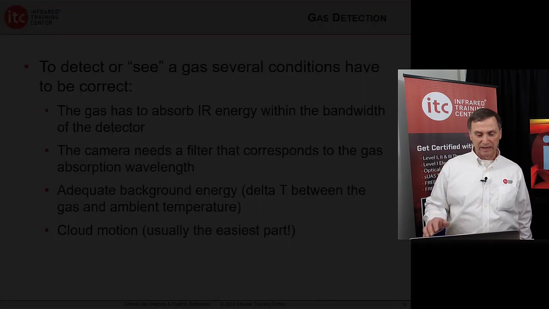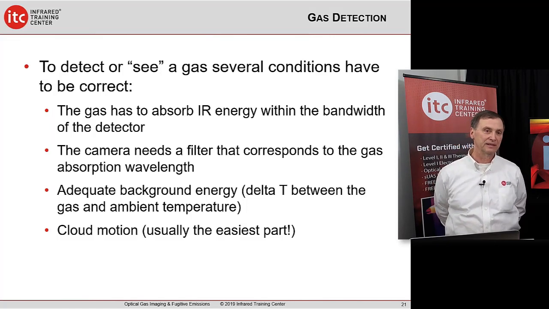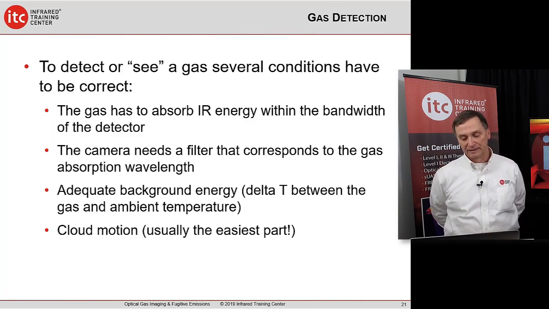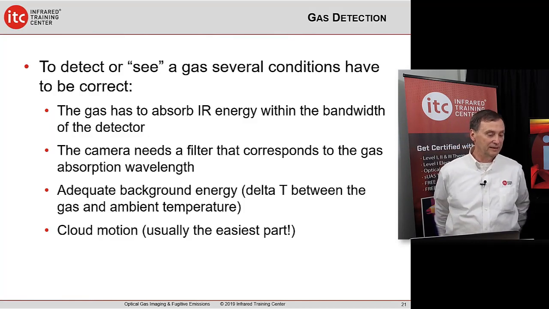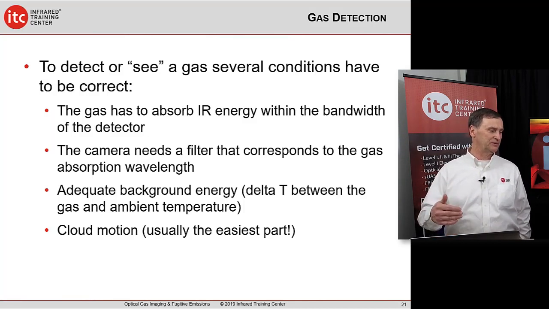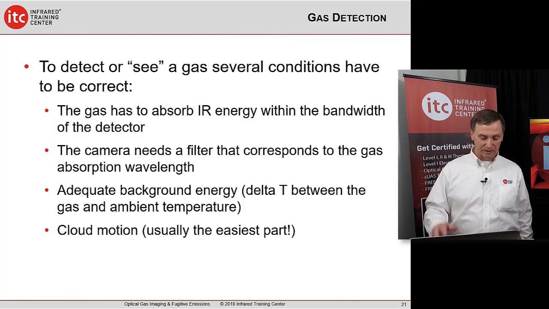Okay, just a little bit about the gas detection. How do we see a gas? Well, a gas has to absorb energy within the bandwidth of the detector. And so if you're looking for sulfur hexafluoride, which is out around 9 or 10 microns, you're not going to see that with a mid-wave camera. So it has to absorb energy within the bandwidth of the detector, and we have to have a corresponding filter. Those are the two most critical things, and having a little bit of background energy to absorb. And there's always been a discussion as to how much temperature difference we need between us and the background. I think the official FLIR line is 5 degrees C, 9 degrees Fahrenheit. We routinely do this in class with less than 1 degree C, about 2 degrees Fahrenheit. And so the cameras are much more sensitive.